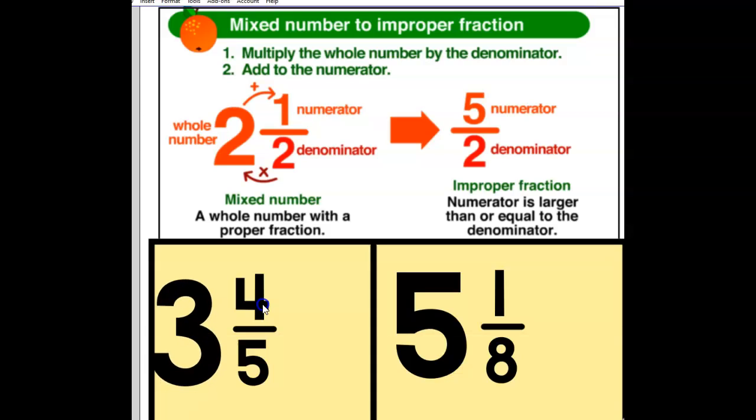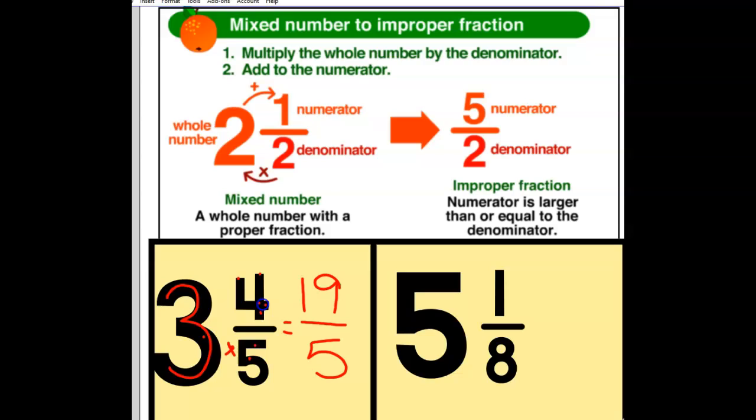So let's try this one. I've got 3 whole and 4/5 more. Well, I need to change my 3 whole into fifths. So 5 times 3 is 15 fifths plus 4 more: 15, 16, 17, 18, 19 fifths would be equivalent to 3 4/5. Over here, 5 1/8.